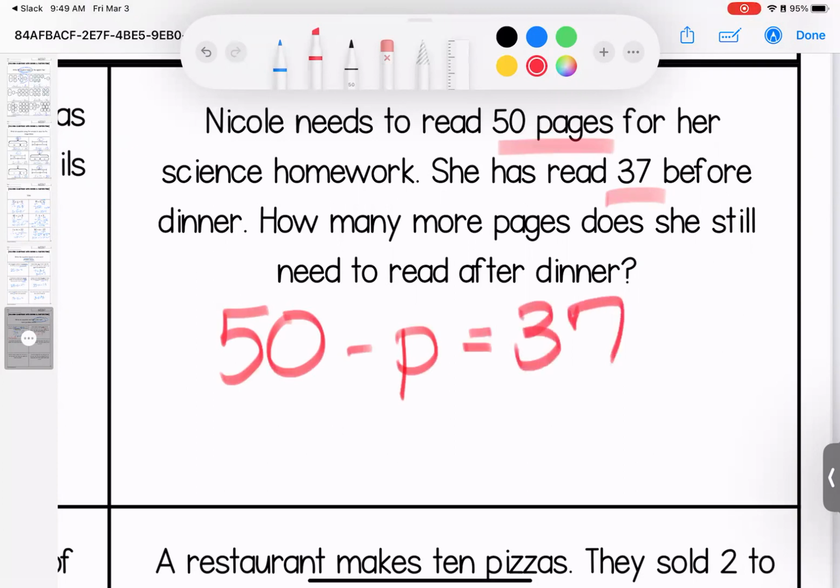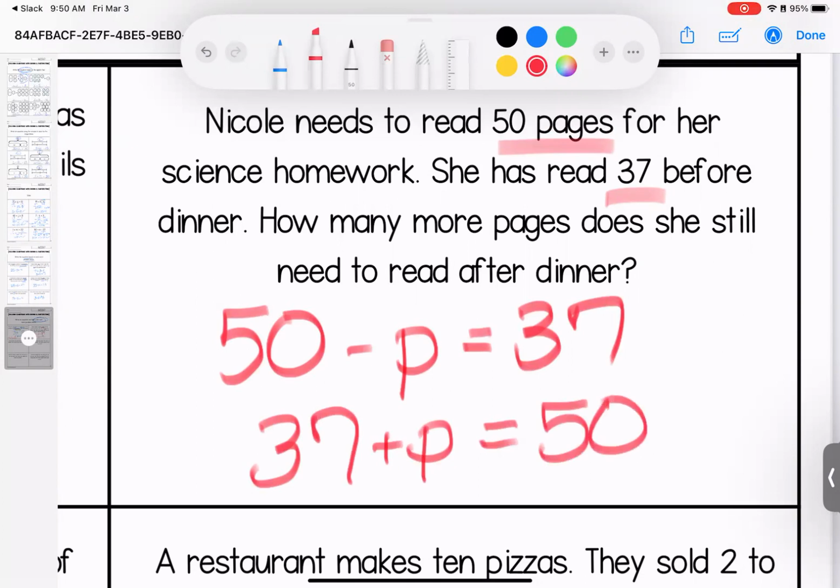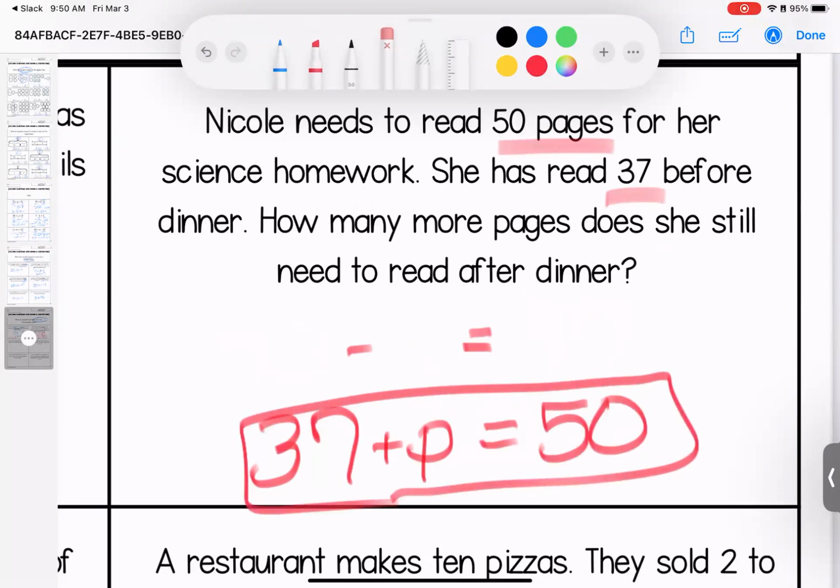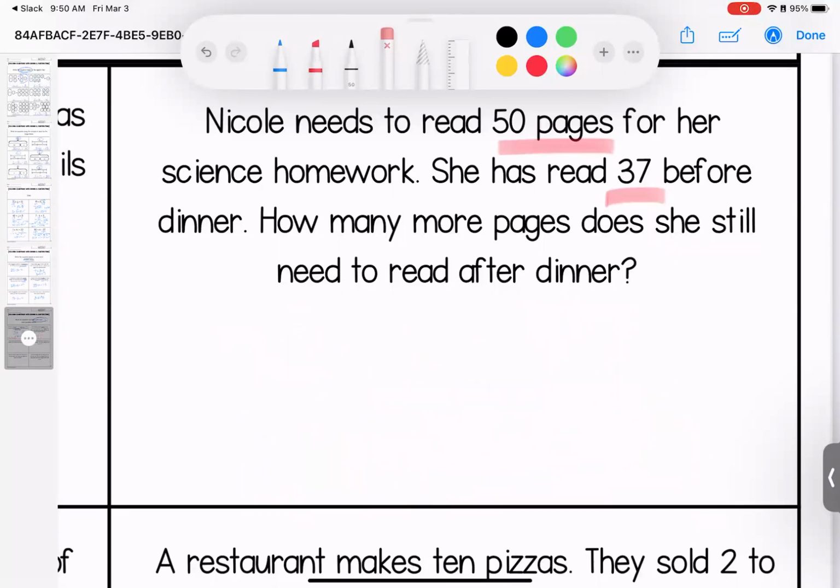Or we can say that she already read 37. She needs to read an unknown amount, and that would leave her with 50. This would make the most sense, but I could see how you would write it as subtraction. We're going to solve it as an addition one. So we have 37 plus her unknown equals 50.